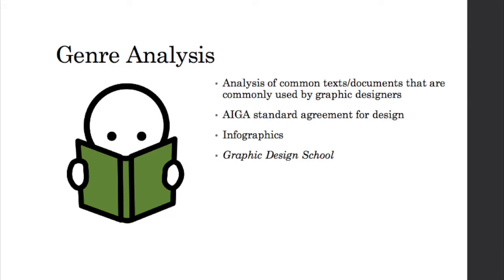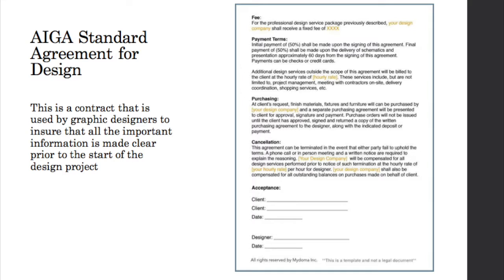The genre analysis portion of the interview is an analysis of texts and documents that are commonly used by graphic designers. These include the AIGA Standard Agreement for Design, infographics, and the book Graphic Design School. The AIGA Standard Agreement for Design is a contract that is used by graphic designers to ensure that important information like fees, cancellation, and schedule is made clear prior to the start of the design project.